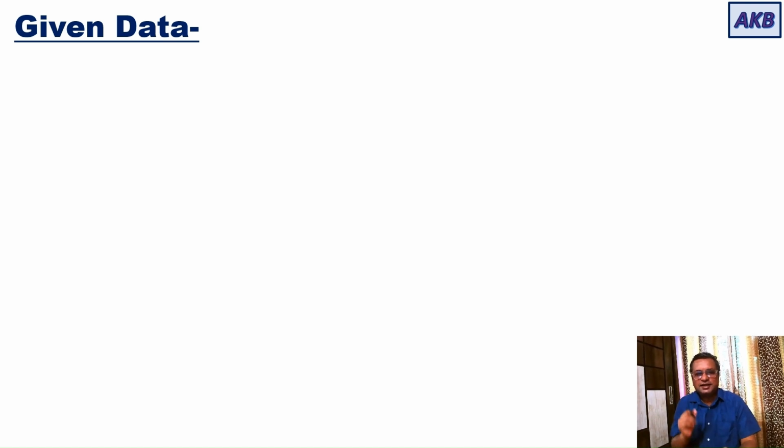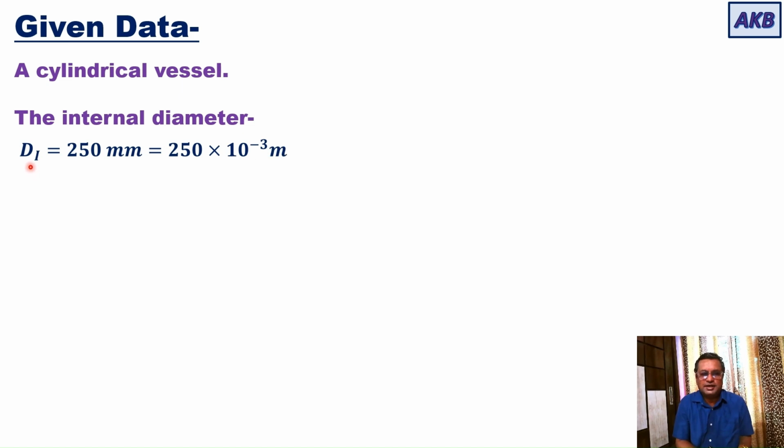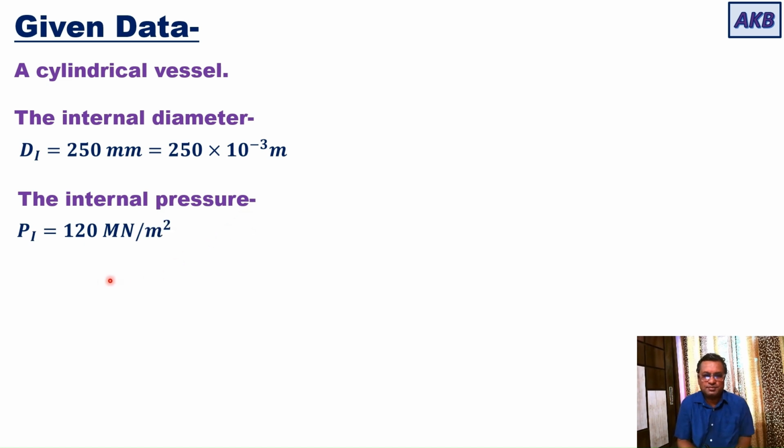So first let us collect the information that is given to us. I am calling it the given data. A cylindrical vessel is given to us. Then the internal diameter of the cylindrical vessel is given, I am denoting it as di. So di is 250 mm, that is 250 into 10 to the power minus 3 meter if I convert it to meter. Then the internal pressure is given. Internal pressure, we denote it by Pi, is 120 meganewton per meter square.